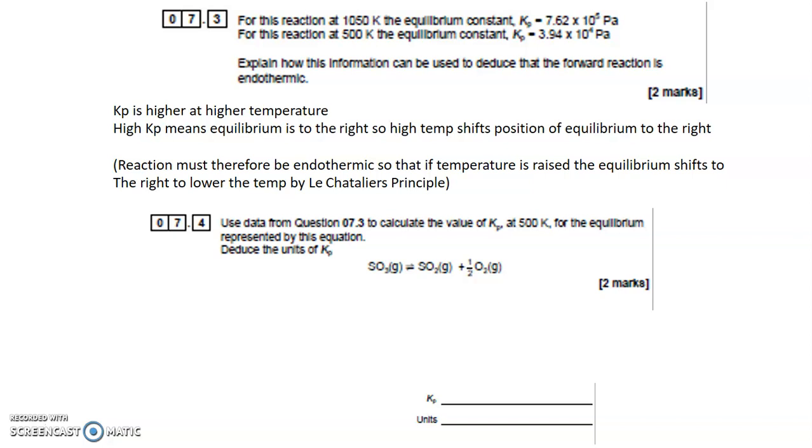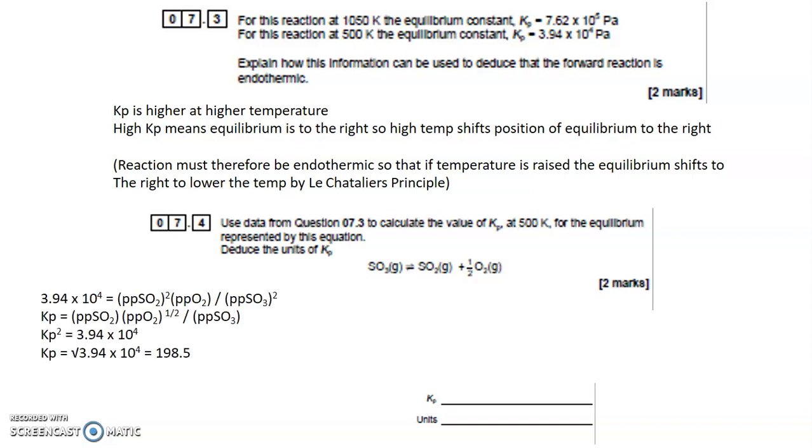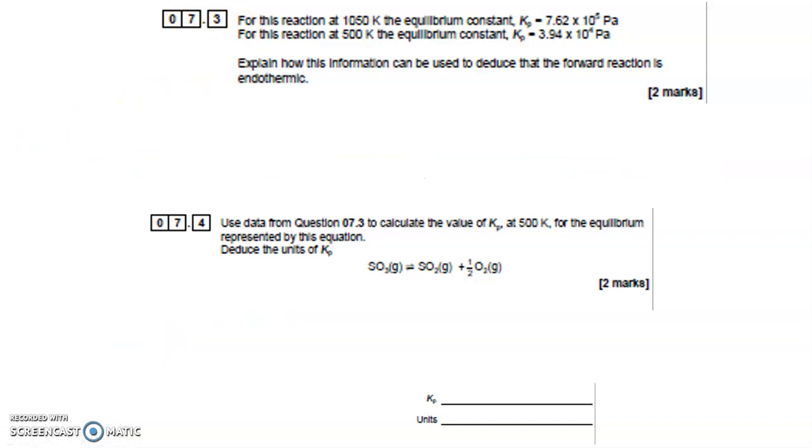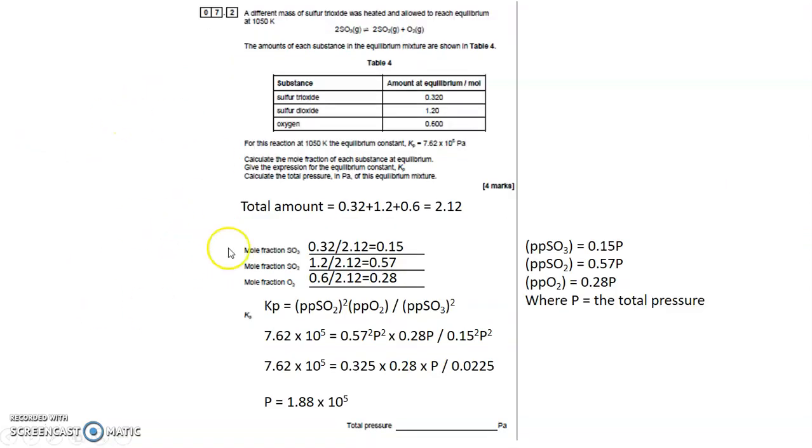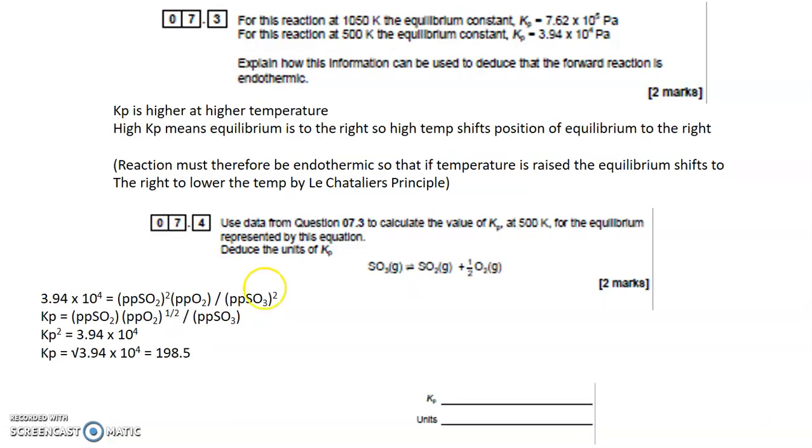Use data from question 7.3 to calculate the value of Kp at 500 K for the equilibrium represented by this equation. Well, first of all, we know from the previous question that Kp is partial pressure of SO2 squared multiplied by partial pressure of O2 divided by the partial pressure of SO3 squared. That's just written out again there. For this one, the Kp is the partial pressure of SO2 to the power 1 multiplied by the partial pressure of O2 to the half, because it's got a half in front of it, divided by the partial pressure of SO3.